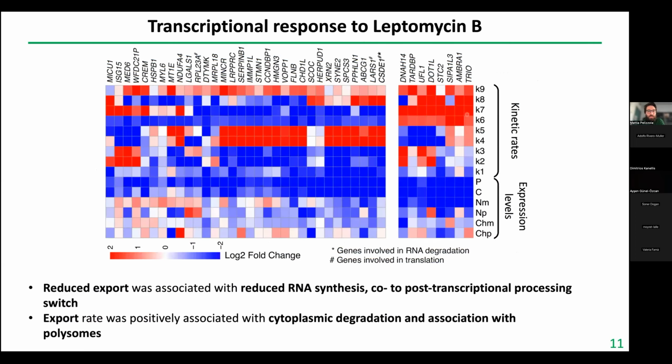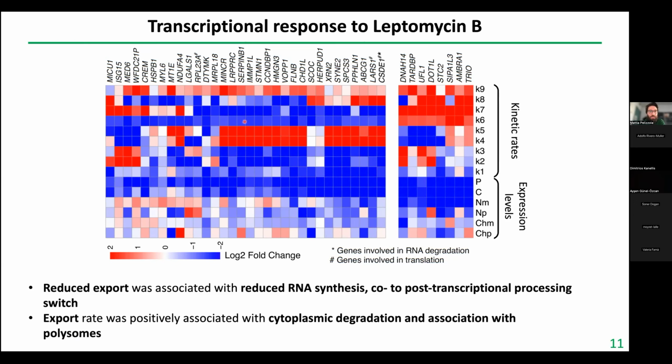What about the response of SUM159 to this perturbation? Here you see the very same heat map I've shown you before, but it is just rotated. So again, you have fold changes, you have expression levels here on the bottom and kinetic rates here on the top. On the left, you have a set of genes which are strongly downregulated in their export, while on the right you have the opposite, genes that are strongly upregulated in the export of their transcripts.